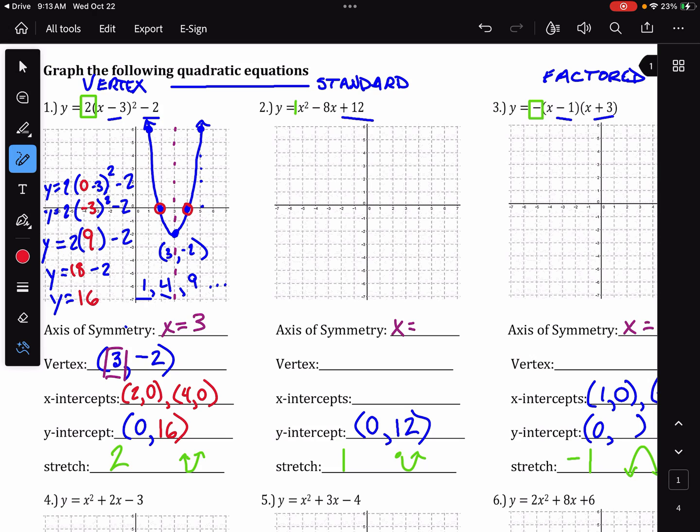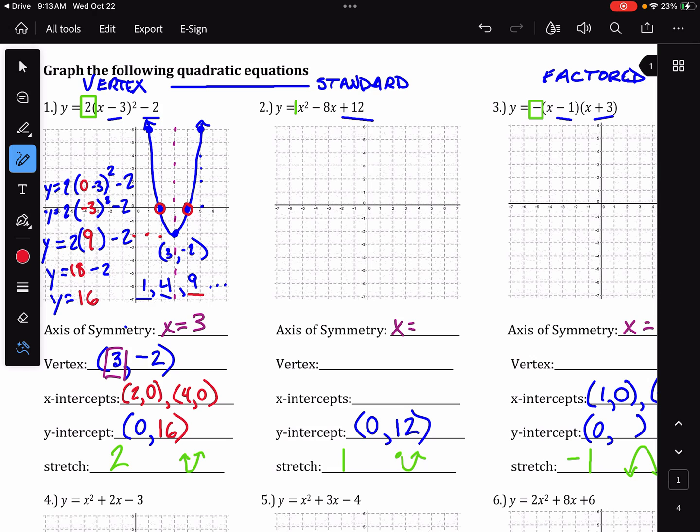You could also think of it this way. If I'm going out 3 spaces from my vertex, that gets me to the y-axis. And then we would just think through it. Okay, I'm going out 3. Normally I would go up 9. Then I multiply by 2, which gives me 18. And I just add 18 to that -2, and we get our 16 as well.